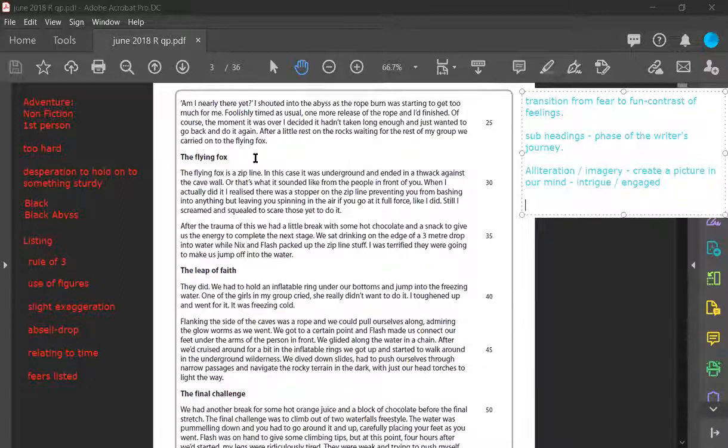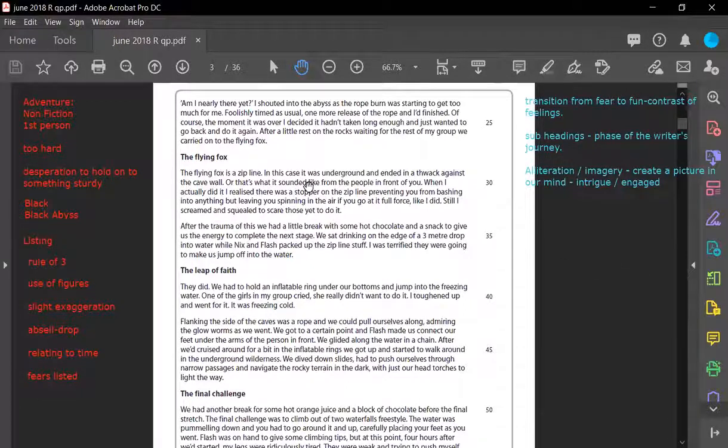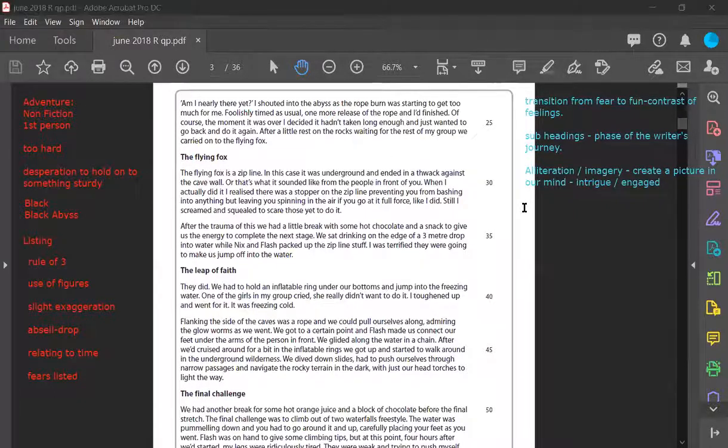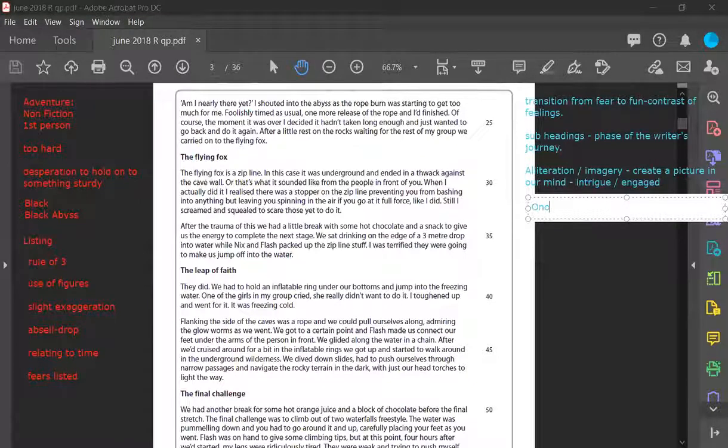The flying fox is a zip line. In this case, it was underground and ended in a thwack against the cave wall. This word thwack over here, can you tell me what it is? The onomatopoeia. Absolutely right.